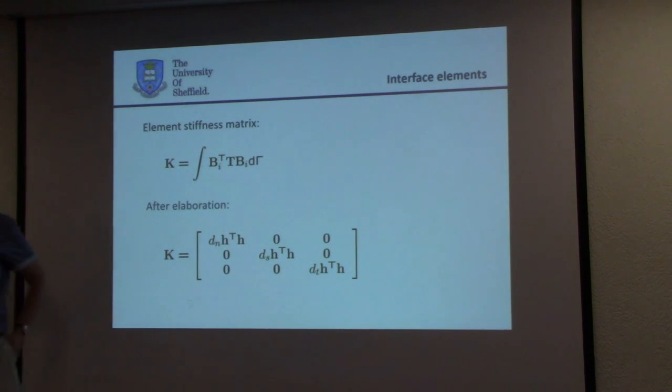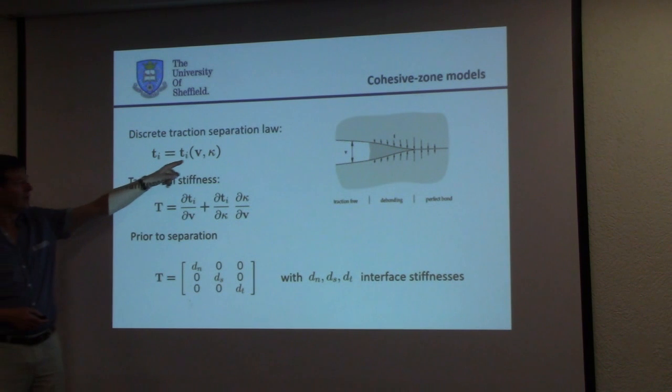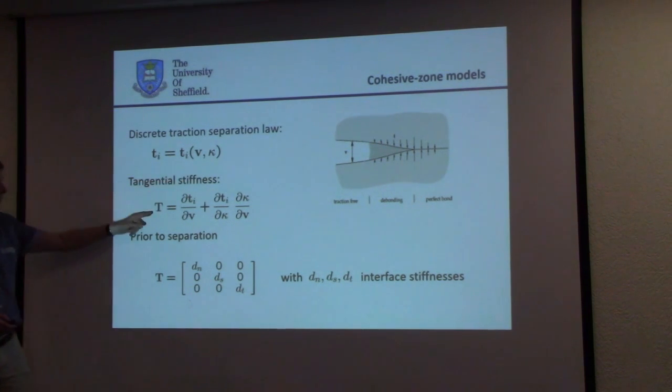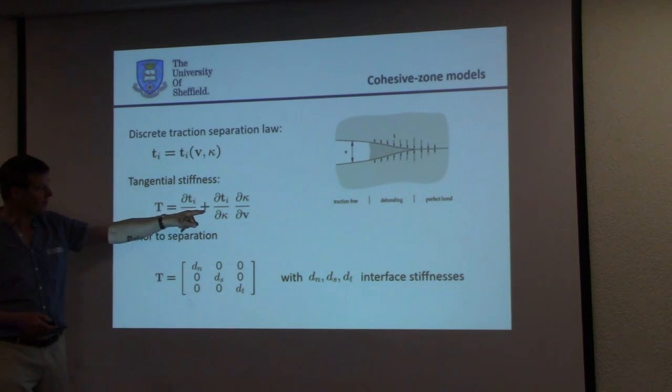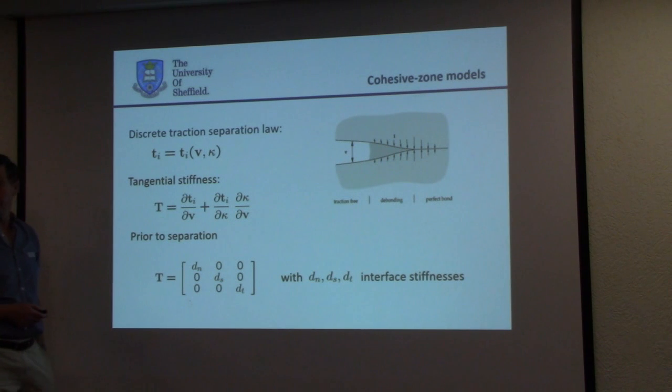How do you get this T? Well, exactly the same as you get your tangent stiffness matrix for any constitutive model. So, let's go back here. Here we have, for instance, for our cohesive model, our traction as a function of your opening and your history. So, your T is just the derivative of the traction with respect to the crack opening, plus the derivative of the traction with respect to the history, and the history is again, of course, a function of the crack opening.